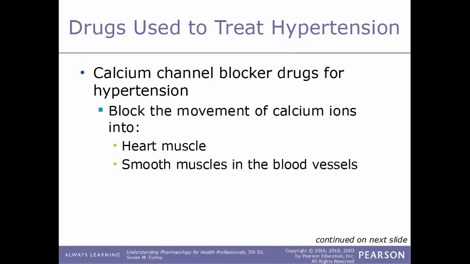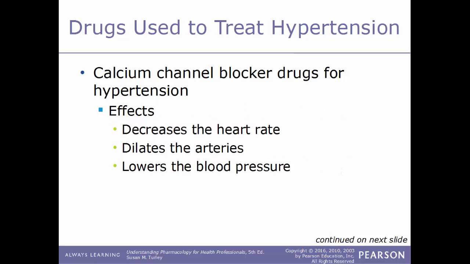The other category of drugs that treats hypertension are calcium channel blockers, and these act by blocking the movement of calcium ions into the heart muscle and into the smooth muscle of the blood vessels. By blocking the flow of calcium to these tissues, you're going to decrease the heart rate and dilate arteries, which will eventually lower blood pressure.